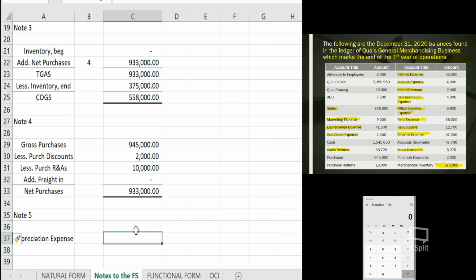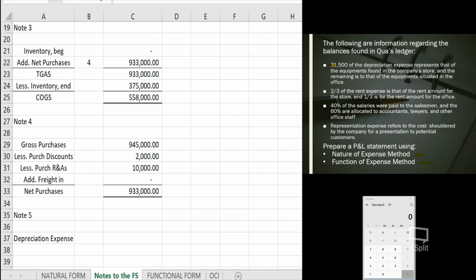Remember, in order for us to be able to classify it as part of our general and administrative expenses, it should form part of mga expenses na related sa office. Okay? Siyempre, kapag related yung expenses sa pagbebenta, it will form part of our selling expense. So in this case, ang depreciation natin for general and administrative will be, binigay niya na, ano nga yun? Medyo naliligaw ako. Okay. Try to keep up. Try to bear with me. Okay? So 31,500 to. Given naman siya.